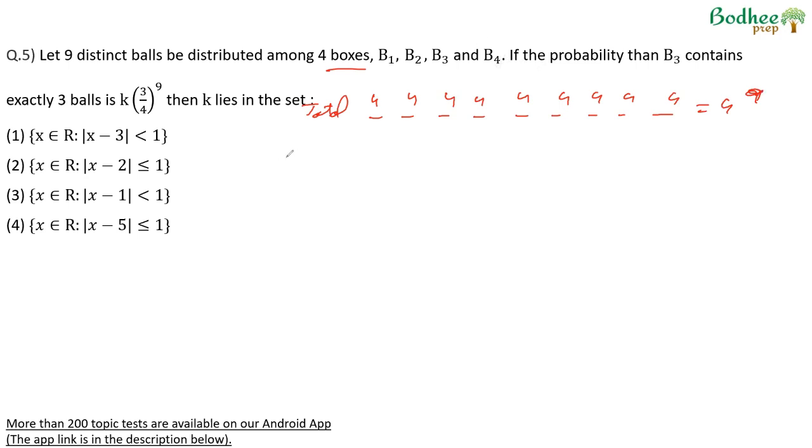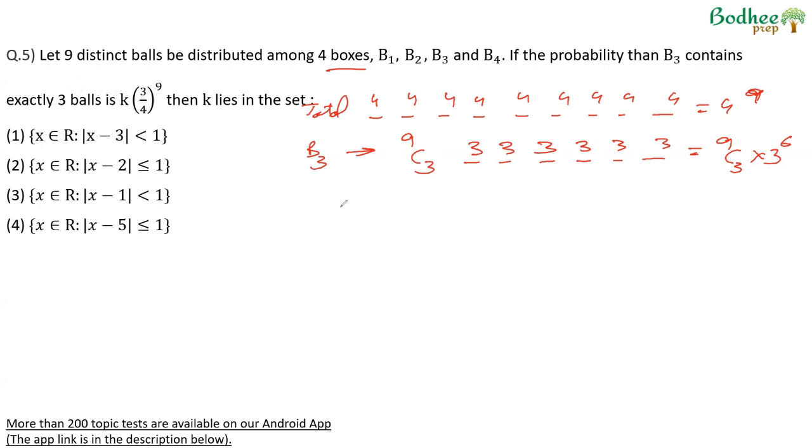Probability that B3 contains exactly 3 balls. If B3 has exactly 3 balls, what we'll do is we'll choose 3 out of the 9 balls. We'll put them in B3. Then 6 balls are remaining, 1, 2, 3, 4, 5, 6. For each of them, now there will be 3 cases. They could go into B1, B2 or B4. So the total number of distributions such that B3 contains exactly 3 balls will be 9C3 into 3 raised to power 6.